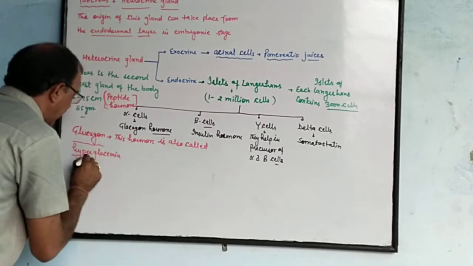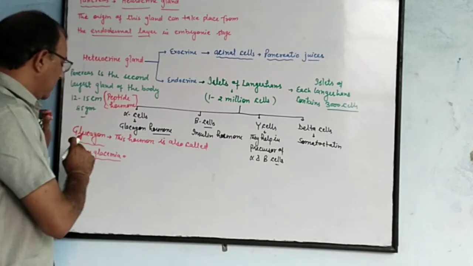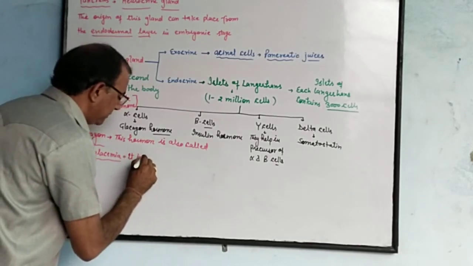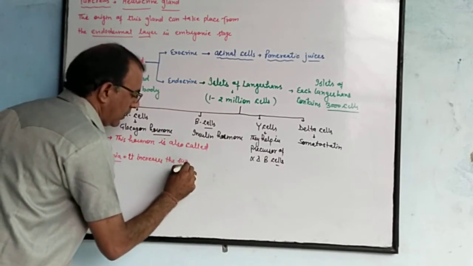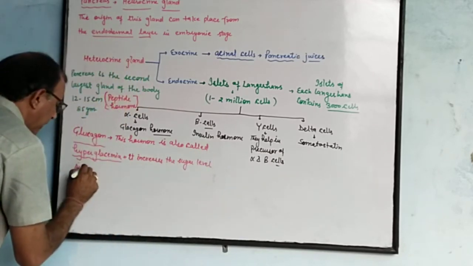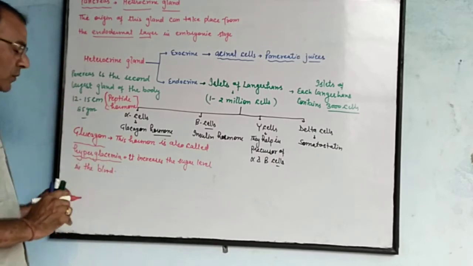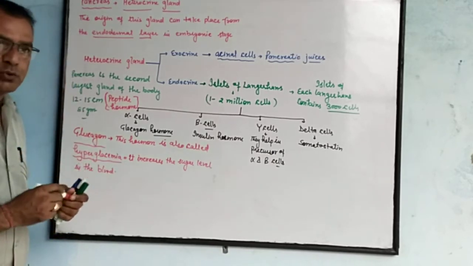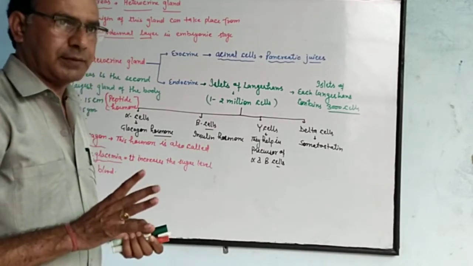What do you mean by hyperglycemia? It means it increases the sugar level in the blood. Means the glucose which is changed by the insulin into glycogen and stored in the liver and muscles.